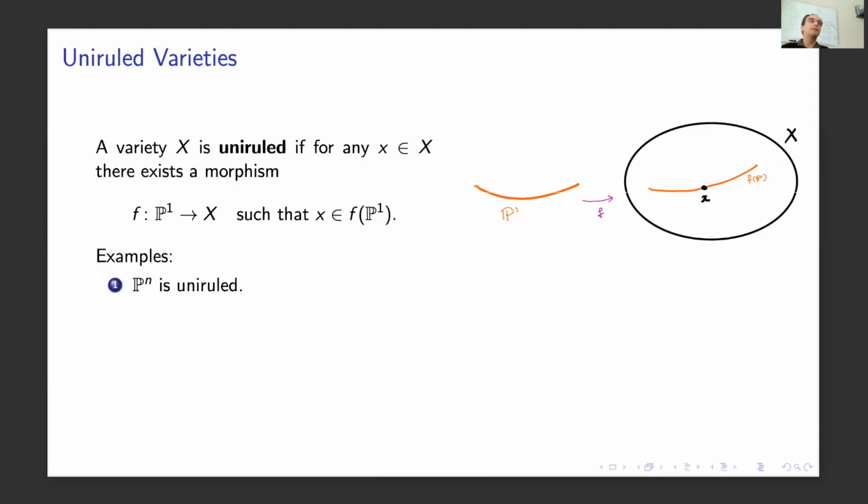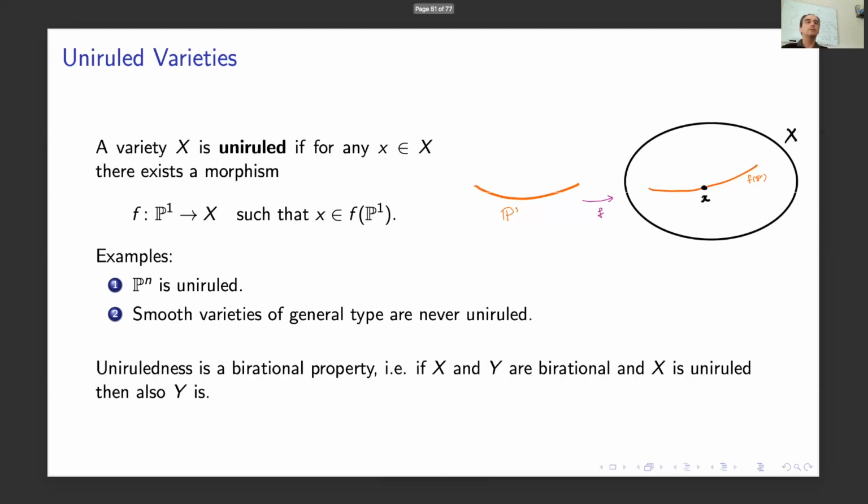A very simple example is Pn. Why? Because for any point of Pn, there exists a line, and a line, a P1, coincides with a sphere. So it means that Pn is uniruled. But there are many more interesting varieties which are uniruled. On the other hand, like I said before, varieties of general type are never uniruled. So we're really considering a completely different class of varieties.